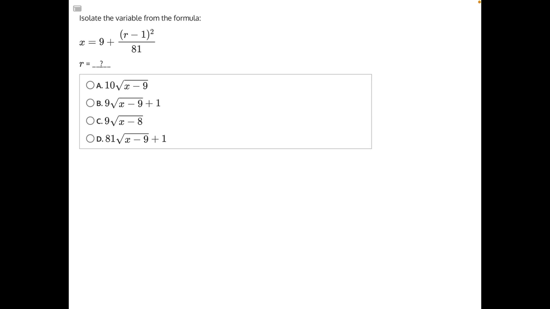To solve this question, we need to isolate our variable r, and to do that, we'll need to take everything else that is not r and move it over to the other side of the equal sign using opposite operations. So let's start by rewriting our equation. We've got x is equal to 9 plus r minus 1, and all of that is squared, over 81.